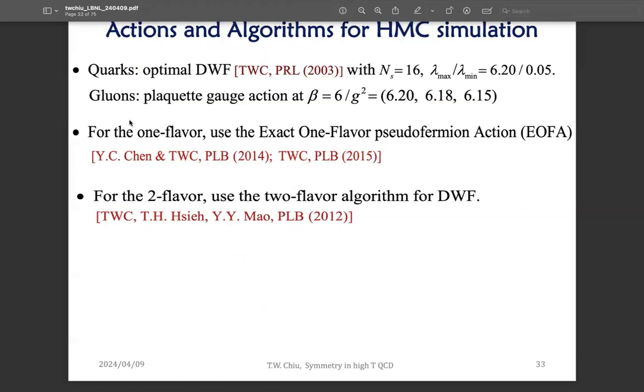Okay, let me go to the action and algorithm. For the quarks, I use the optimal domain-wall fermion with the parameters Ns = 16 and lambda_max over lambda_min equal to 6.2 over 0.05, and for the gluons I use the Plaquette gauge action at three beta values. But today I'm going to talk about the result of just one beta. The three betas are used in order to do the extrapolation to the continuum limit. For the one flavor, I use the exact one flavor algorithm, and for the two flavor, I use the two flavor algorithm.